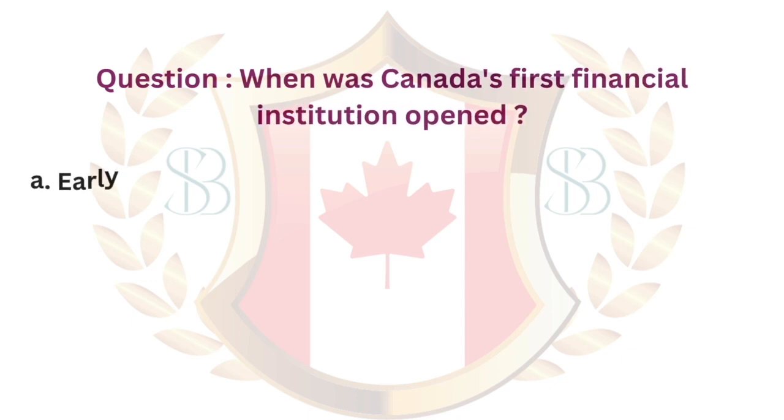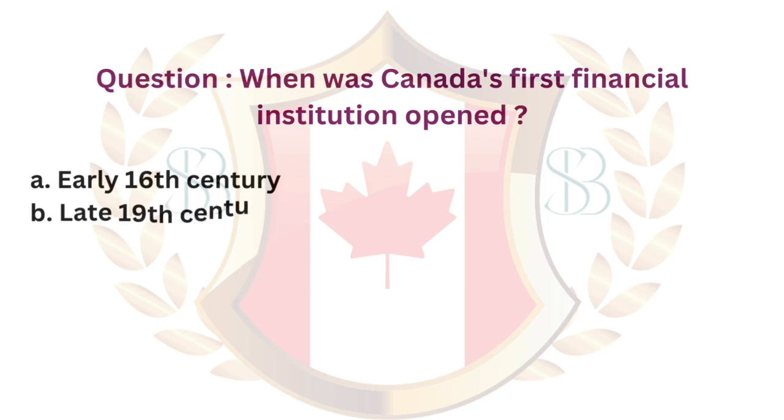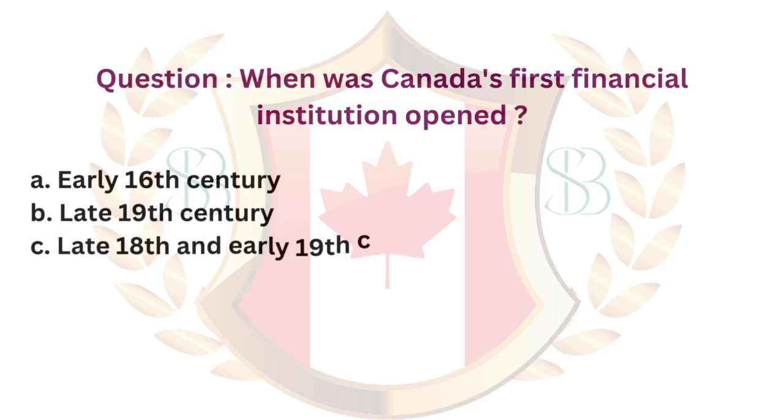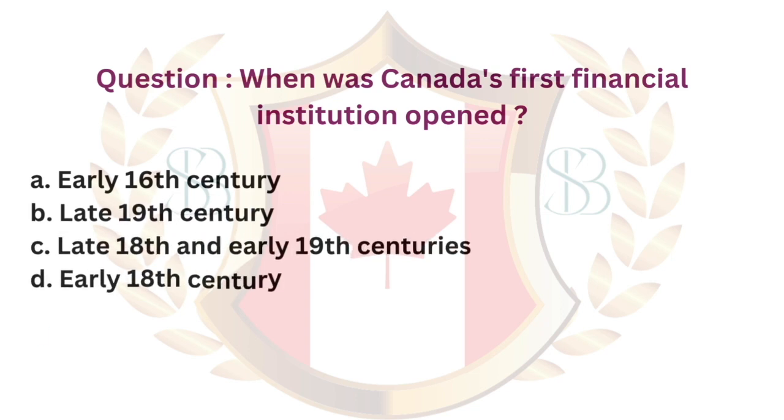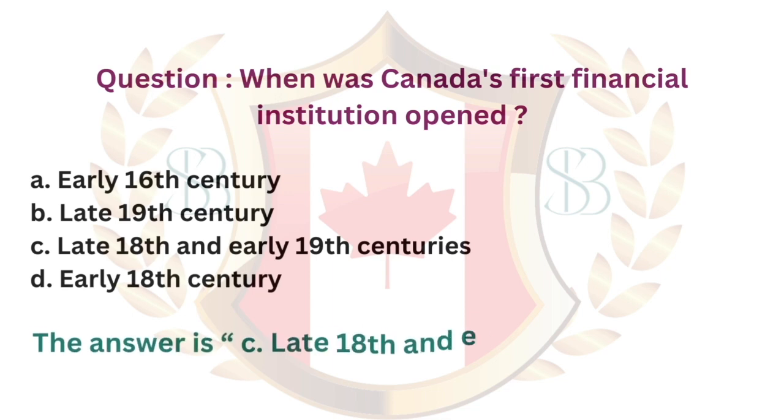Question. When was Canada's first financial institution opened? A. Early 16th century. B. Late 19th century. C. Late 18th and early 19th centuries. D. Early 18th century. The answer is C. Late 18th and early 19th centuries.